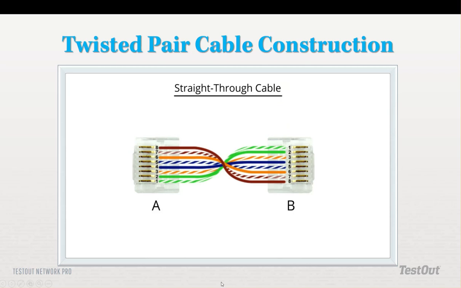This is straight through, meaning number 1 goes to number 1, number 2 goes to number 2. So this is going to be used for specific purposes. It's not normally used for computer to computer unless you have something that changes it, because the send on one computer is going to be the receive on the other computer. So you have to have a crossover. And you can see here pin 1 goes to pin 1.